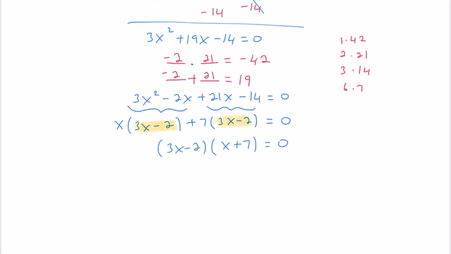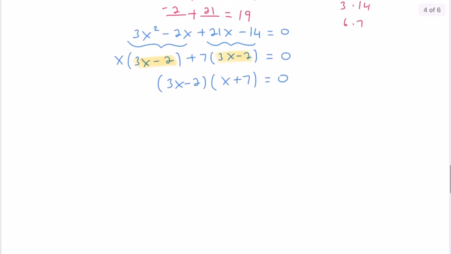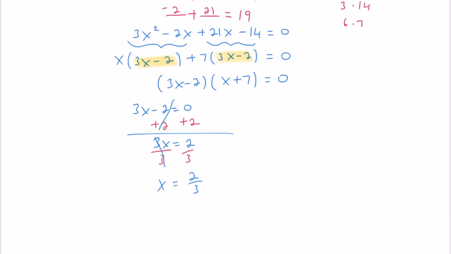Set each group equal to 0 and solve. So we have 3x minus 2 is equal to 0. Add 2 over. And we have 3x is 2. Divide out the 3. So x is 2 over 3. Do the same for the other one. x plus 7 is 0. We need to minus the 7 over, so x is negative 7.